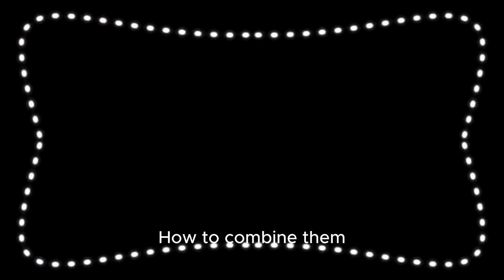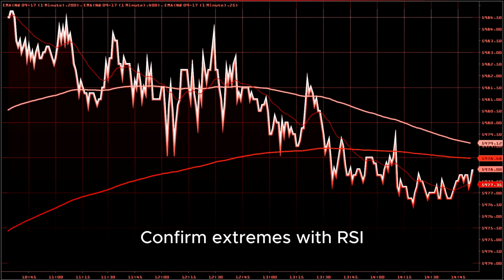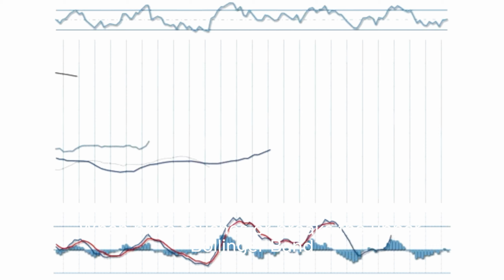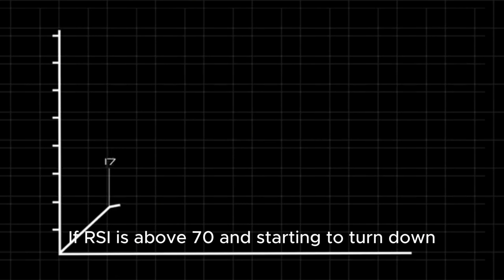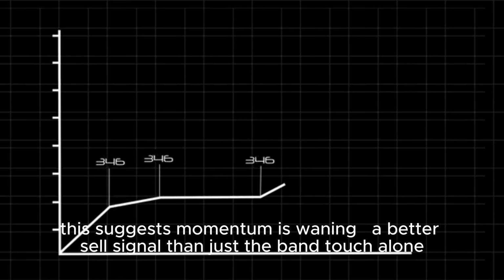How to combine them? Confirm extremes with RSI. When price touches or breaks the upper Bollinger Band, check RSI. If RSI is above 70 and starting to turn down, this suggests momentum is waning. A better sell signal than just the band touch alone.